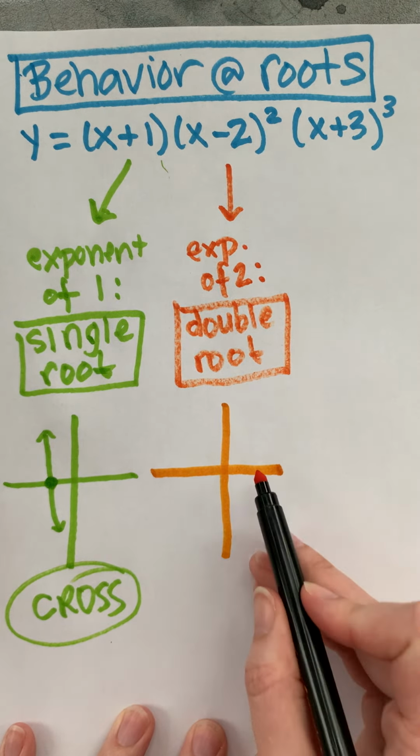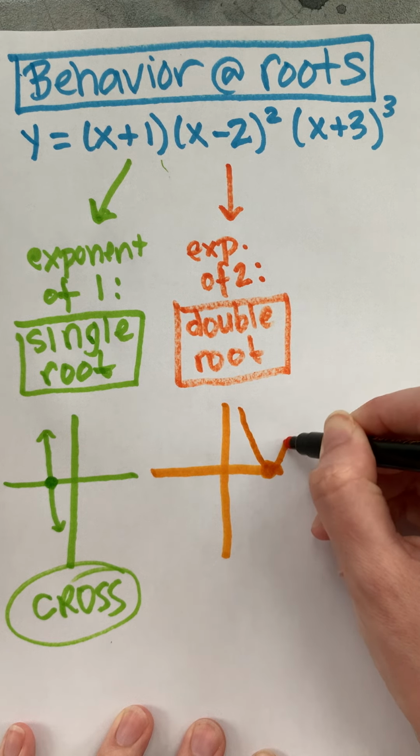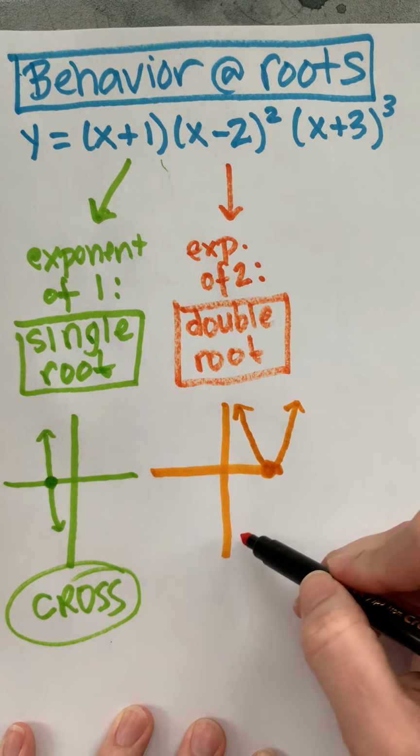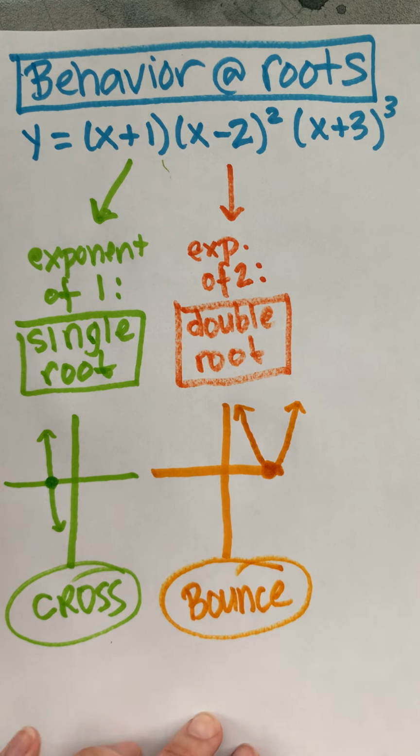So again, no matter what the rest of the graph looks like, let's say it's coming from here, a bounce means it's going to hit that spot and it's going to turn right back around. The same thing would be true if it was coming from the bottom. It would hit it and it would turn right back around. So that behavior is what we call a bounce.